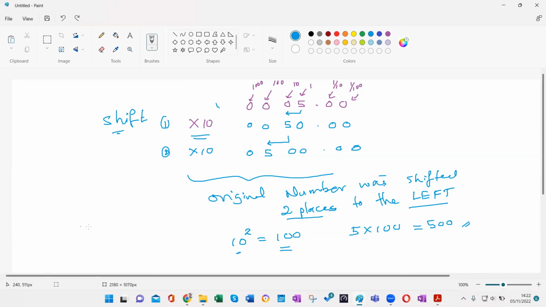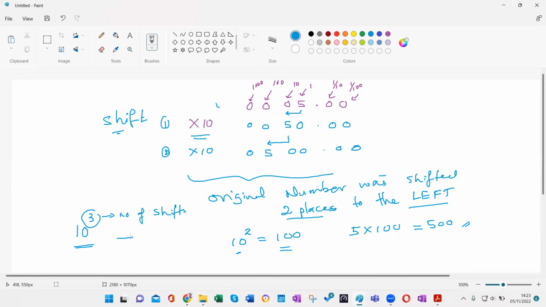This is so easy, no? The original value is going to be multiplied by 10 to the power 3. What is this power value 3? This is the number of shifts. Number of shifts. Understood? Others? If you are moving the original value to the left 3 places, you can write it as 10 to the power 3. The power value is the number of shifts.